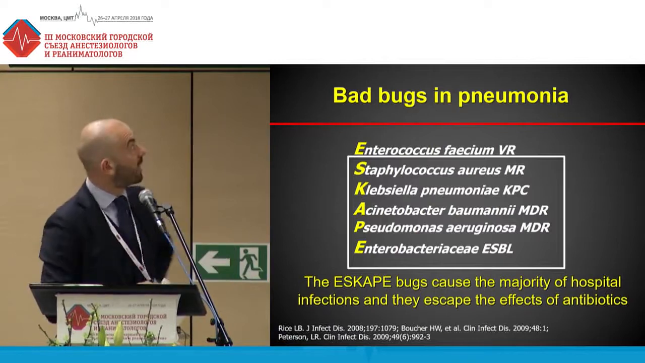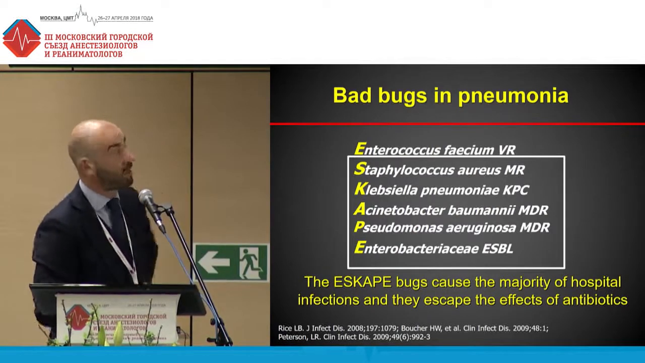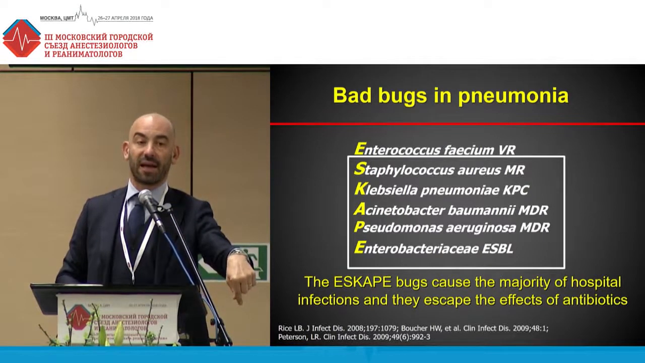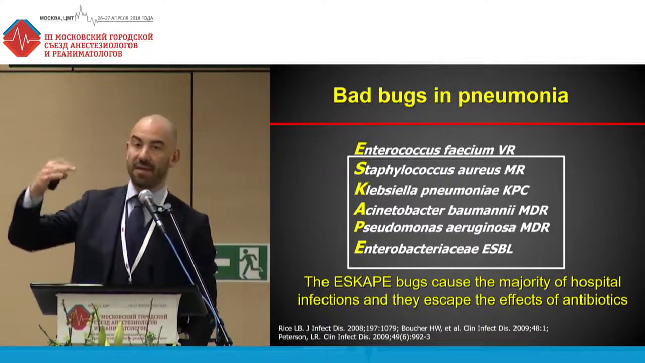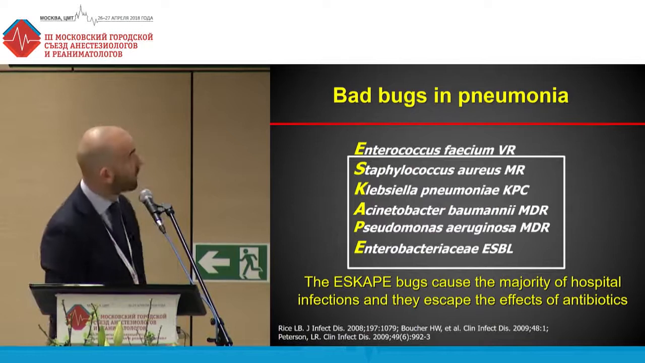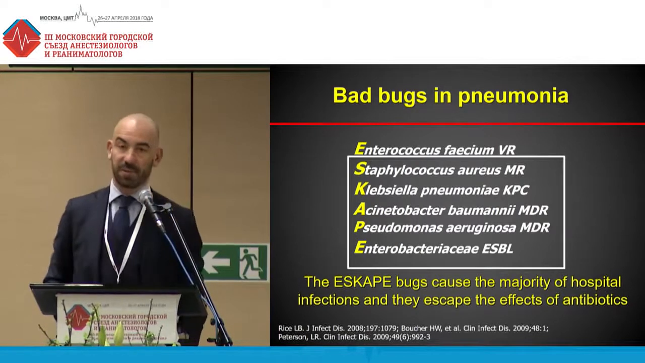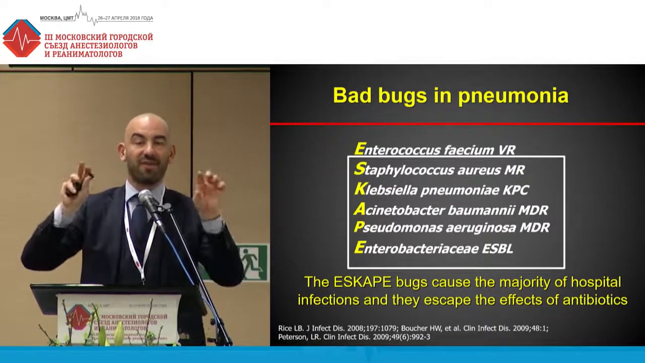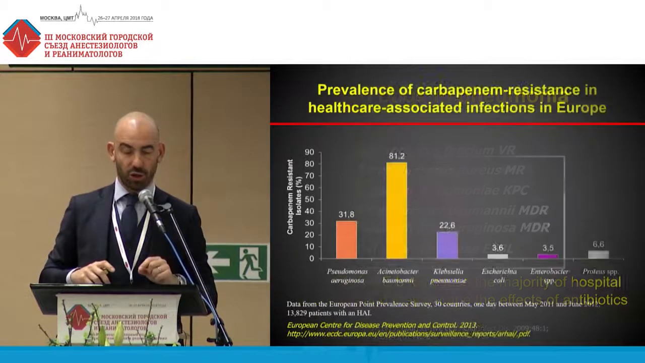We have Staphylococcus aureus methicillin resistance. We have Klebsiella pneumoniae, KPC, and OXA, particularly in the area of Russia, you know, CRE. We have Acinetobacter, MDR, multi-drug resistant. We have Pseudomonas aeruginosa, MDR, and we have Enterobacteriaceae, ESBL. So this is the mix of the bugs that you can find in ventilator-associated pneumonia. So this is more or less what you have.